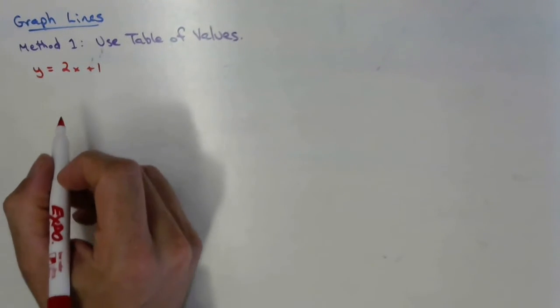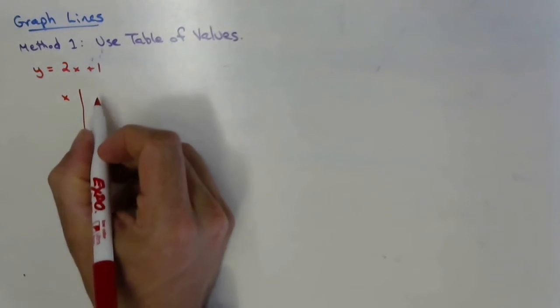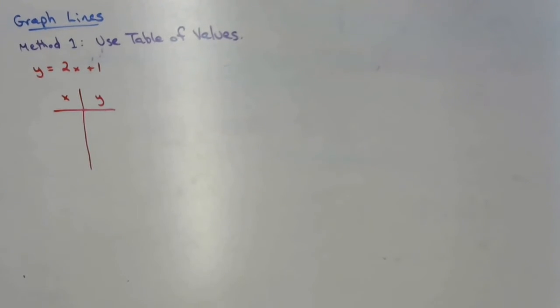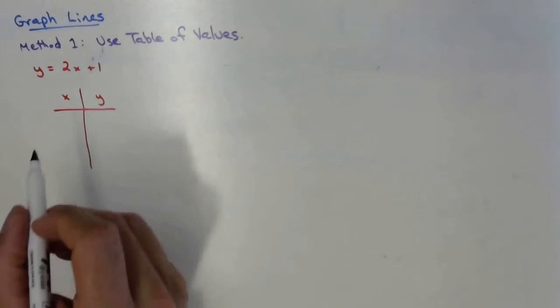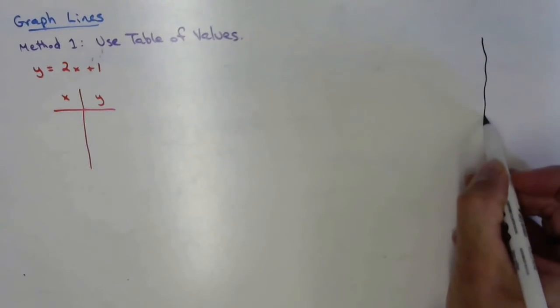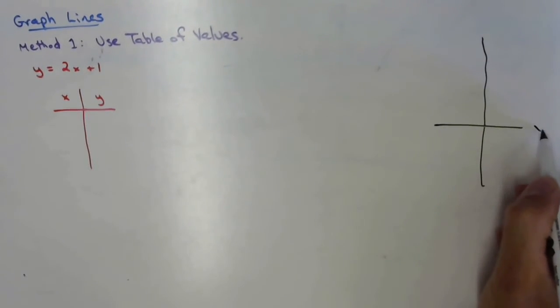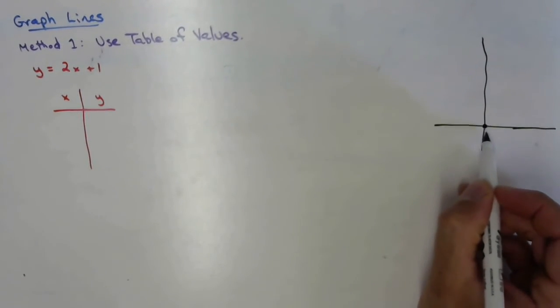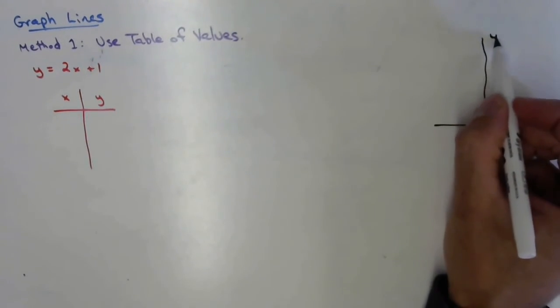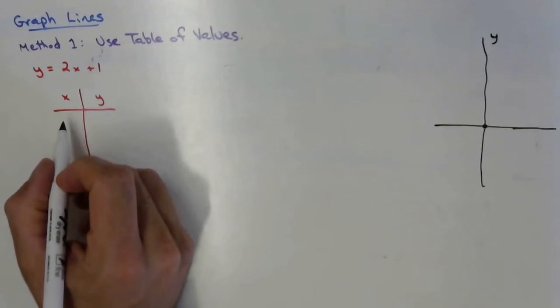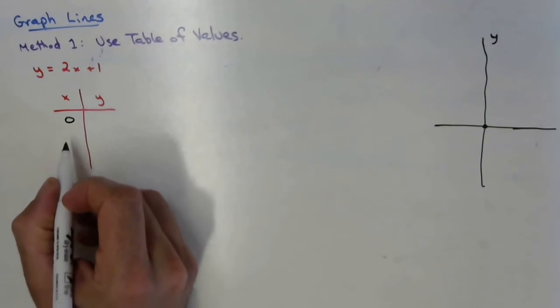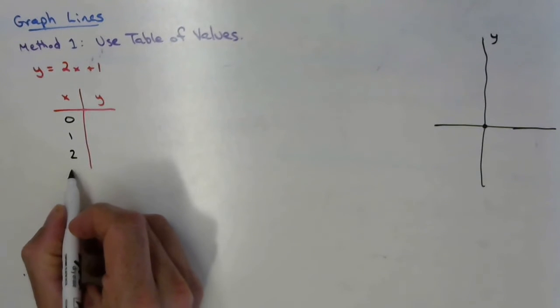So how do I create a table of values? Really easy, just like that. Okay, so I'm going to put in some values for x. Remember, x is independent, and I'm going to put in values that are going to keep us hovering somewhere around the origin. The origin is 0, 0. That's right here, the center of any Cartesian grid. Okay, so I'm going to choose x values 0, 1, 2, and 3.